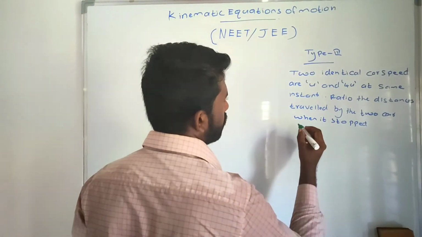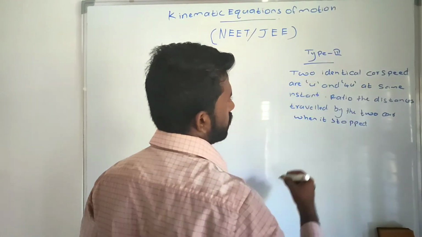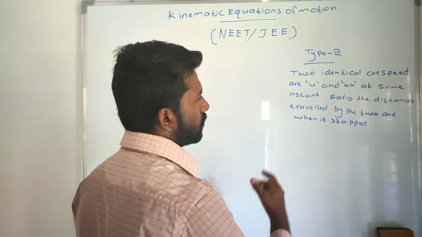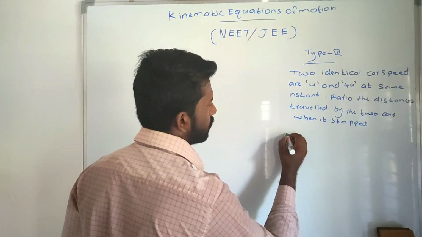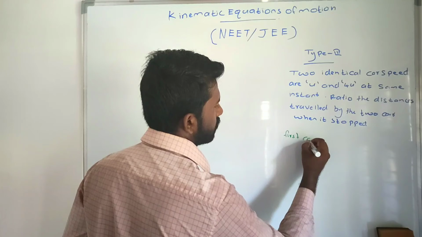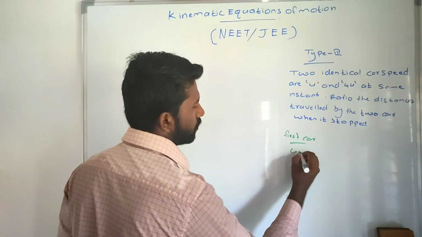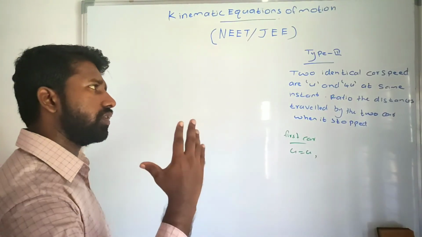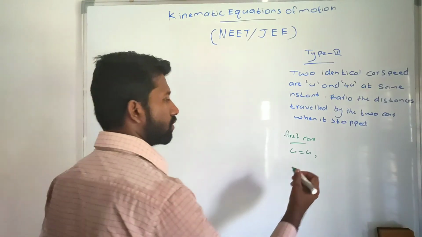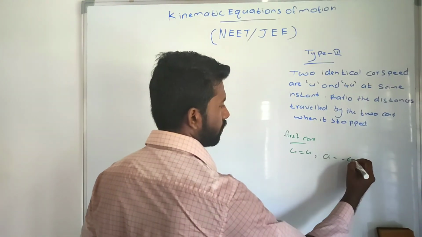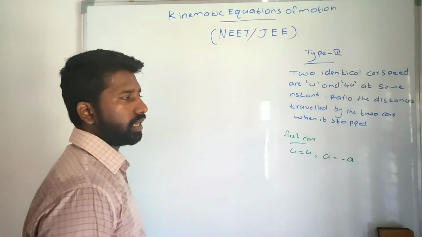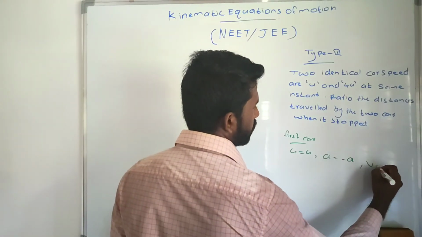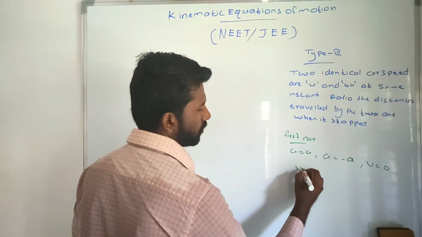Okay, so I'm taking the first case, two identical cars, u and 4u. So this is the first car. For the first car, the initial velocity is u itself, and the two cars being identical means the acceleration is the same, that is minus a, because it is stopping, so it is a deceleration. Then when it is stopped, what about the final velocity? That becomes 0. So what about the distance traveled?